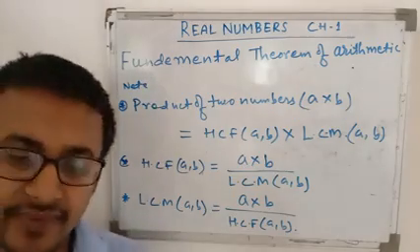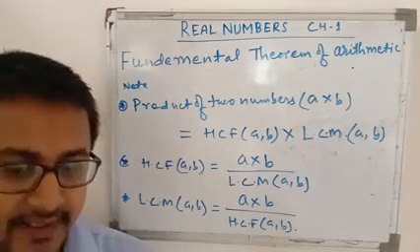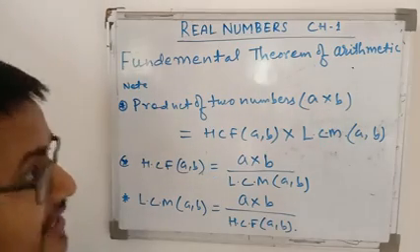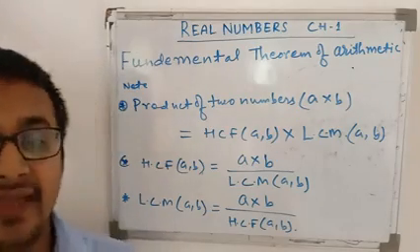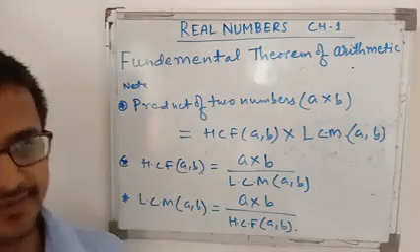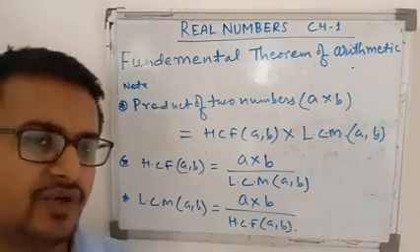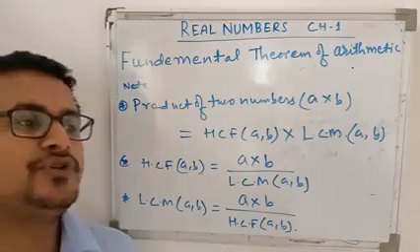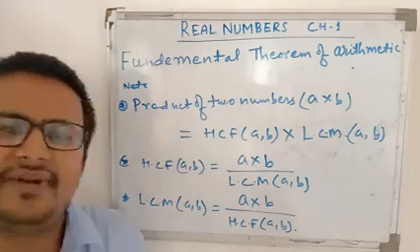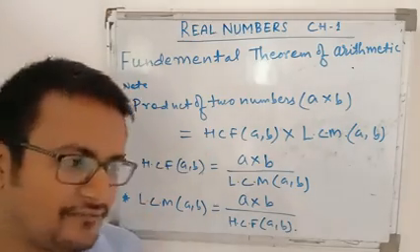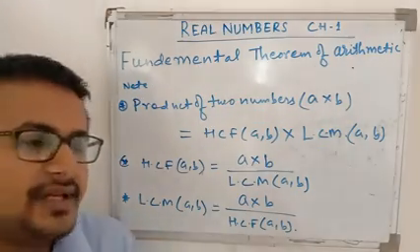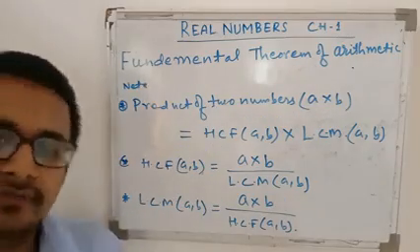Again I am repeating, the fundamental theorem of arithmetic is very important. Every composite number can be factorized or expressed as a product of its primes, and the prime factorization is unique apart from the order in which prime factors occur. So suppose you have to prove that 20 is a composite number. How to prove? It's very simple. You take the prime factors of 20 and show that 20 contains more than 2 factors. So 20 is a composite number. This is very important.